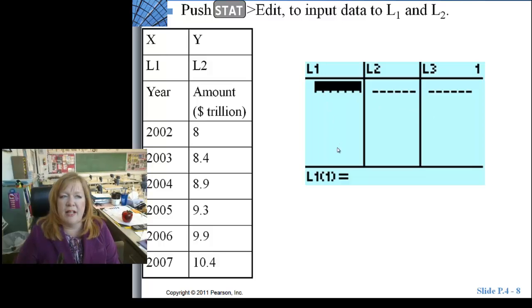Now, if these are not cleared out, you can arrow to the very top and push clear. Do not push delete, push clear, and it'll clear those all out for you.